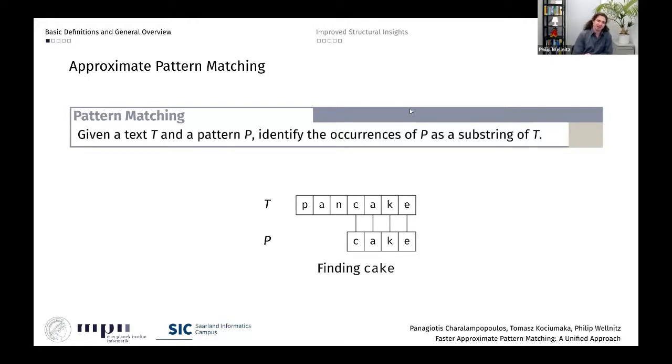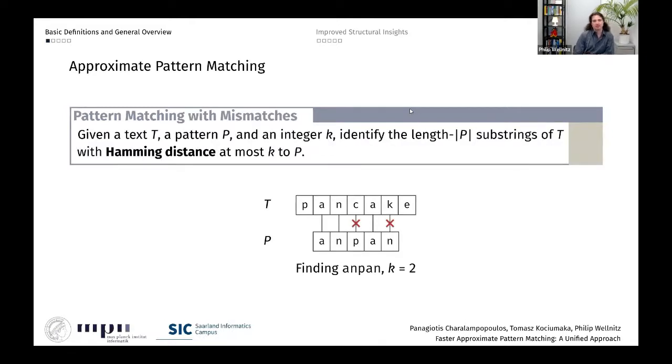But most of the time, exact matches are not good enough, right? Think of spelling mistakes in the text or the pattern, or noisy data. That's why we consider approximate pattern matching. What do I mean by that? The first thing we consider is pattern matching with mismatches. Here we search for all occurrences of the pattern that have up to k mismatches. So for instance, if you allow up to 2 mismatches, then you can find unpun in pancake.